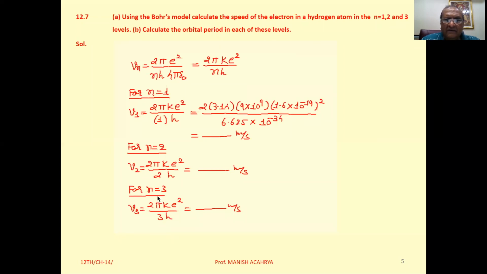Then again here 2 pi k e square by h, that is v1. So for n equal to 3, v3 is v1 by 3.